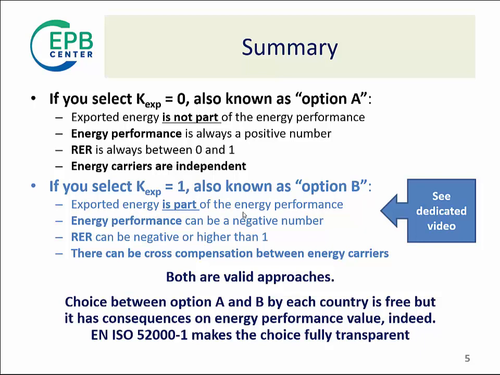If you select K exported equal 1, also known as option B, then exported energy is part of the energy performance of your building. Energy performance can be a negative number, renewable energy ratio can be negative or higher than 1, there can be a cross-compensation between energy carriers. See the dedicated video for details about option B.